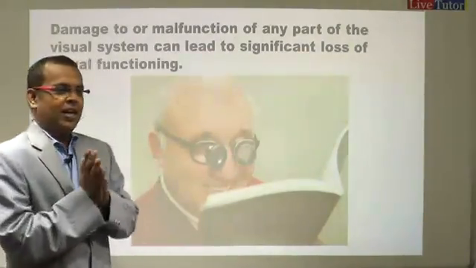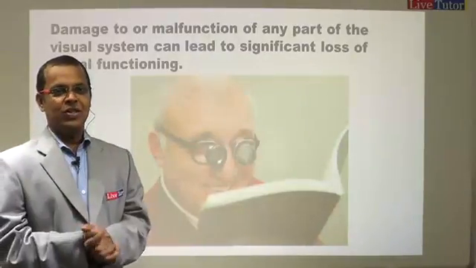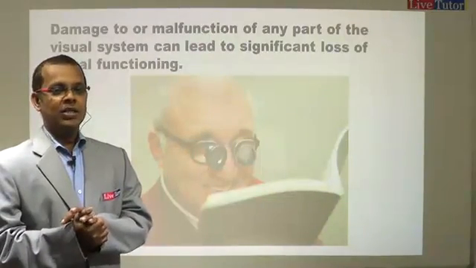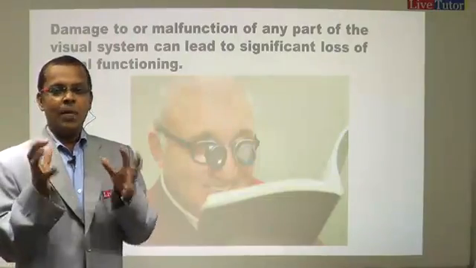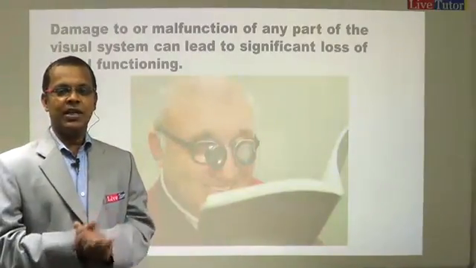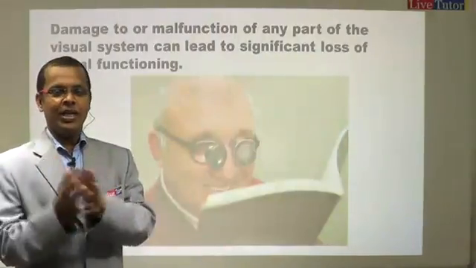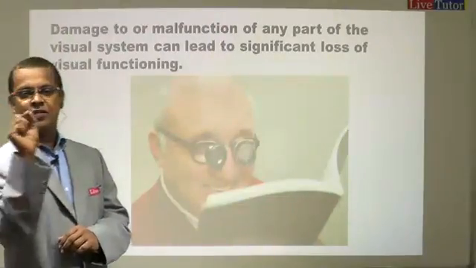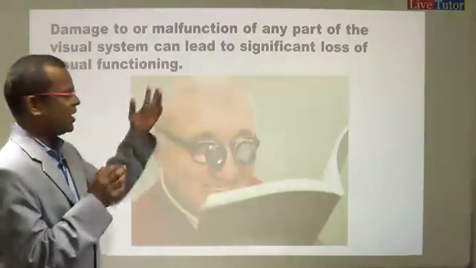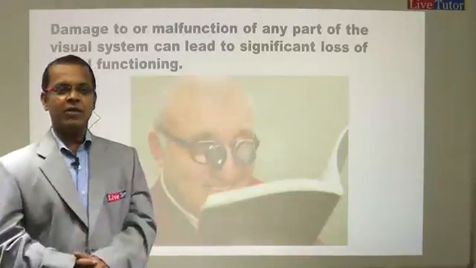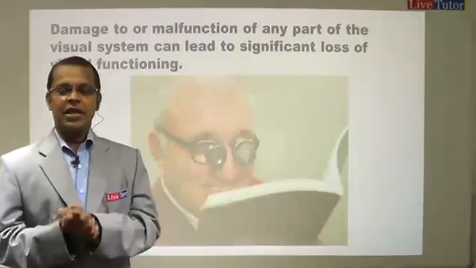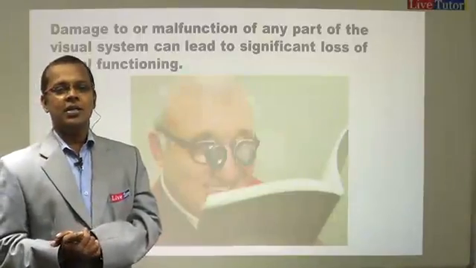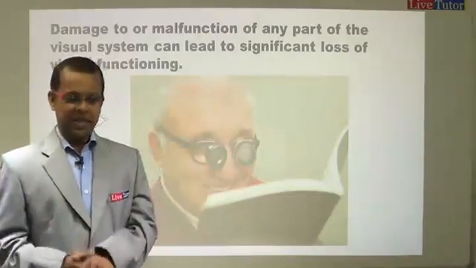The first one is damage or any malfunction of any part of your eye, because it is a very complicated structure. You know that millions of nerves and millions of cells are there, isn't it? So any damage or malfunction of any small part of the visual system will lead to a complete or significant loss of visual functioning. That is, there may be trouble in vision. Even a small defect can lead to trouble in viewing things, isn't it?